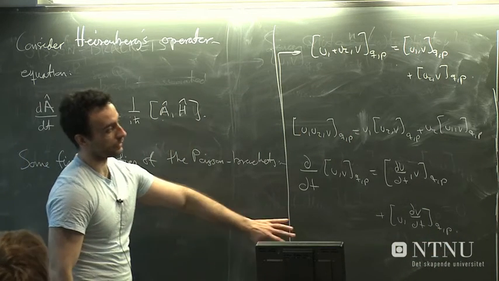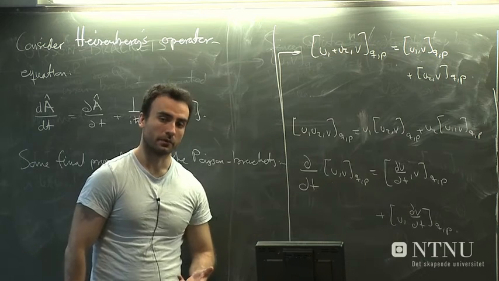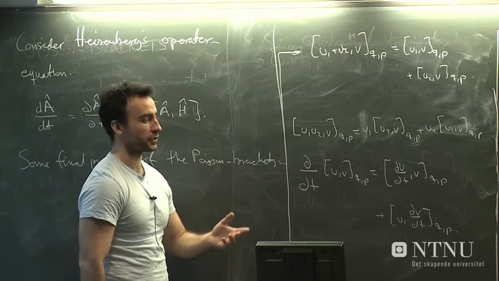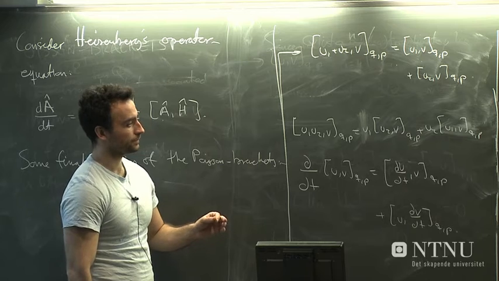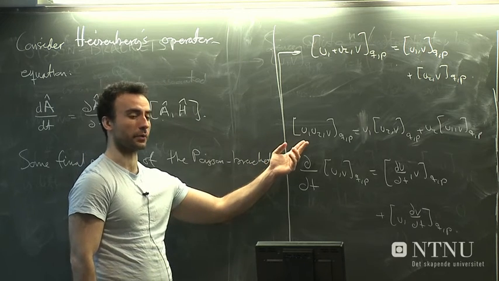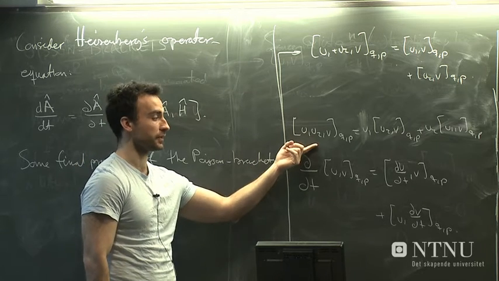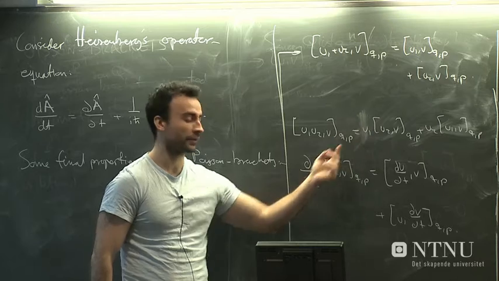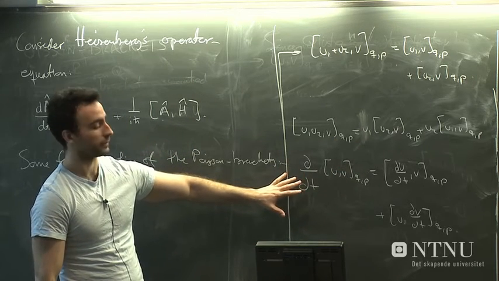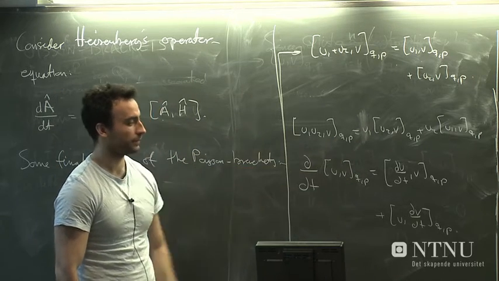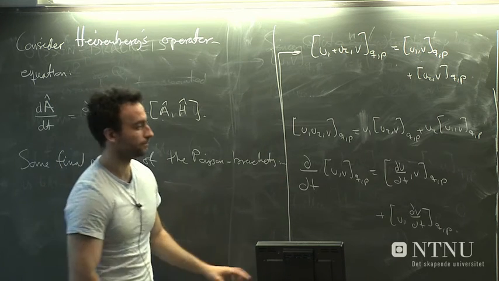Now you may ask, where do all of these properties come from? Well, you can actually derive them yourself just by considering the very definition of the Poisson brackets. So just by inserting u1, u2 in the place of the first function, you will see that this holds. Or acting with a partial time derivative of the entire Poisson brackets. So these can actually be derived.